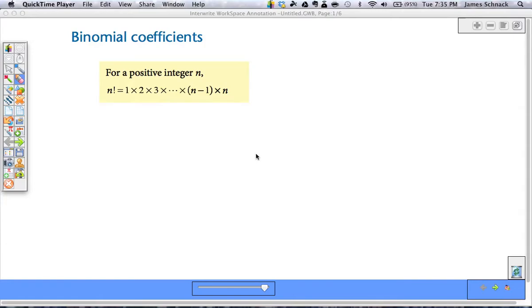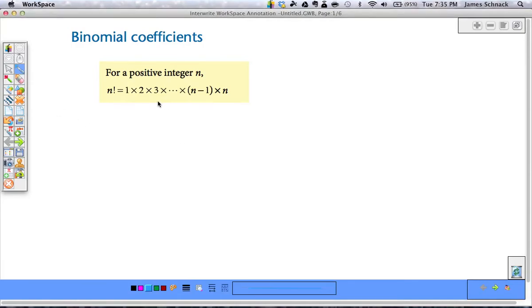Tonight we'll be looking at the binomial coefficients. We saw these show up in our introduction to the binomial theorem in the previous video, but we're going to talk a little bit more in depth about where they come from and how to find them.